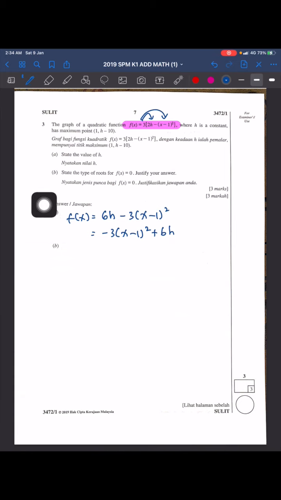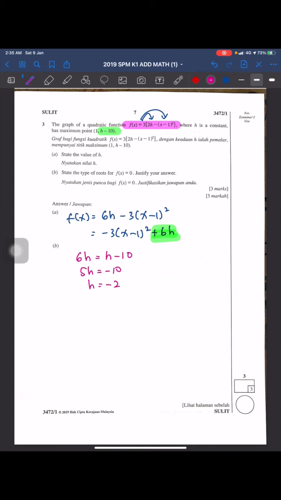Okay, so from the question given maximum point kan. Kalau biasanya diberi maximum point, cuba check balik kita punya f(x) ni. Ini sebenarnya dah dalam bentuk completing the square. So which mean this part is actually the y coordinate of our maximum point. So apa yang kita akan buat, kita equatekan sahaja. So 6h is equals to h minus 10. Okay, so kita ada 5h equals to negative 10, h equals to negative 2. So that's it untuk the first part A.